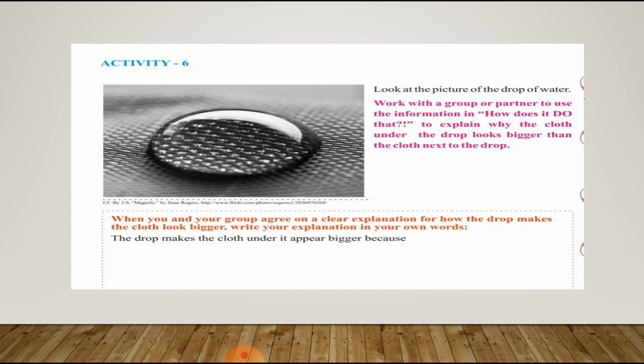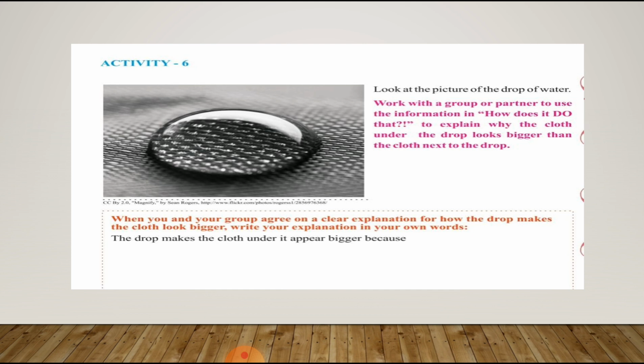They are talking about the cloth under the drop, which looks bigger, and the cloth next to the drop, which is not so big and looks smaller. See the patterns on it. When you and your group agree on a clear explanation of how the drop makes the cloth look bigger, write your explanation in your own words. You have to discuss with your friends and work on it.